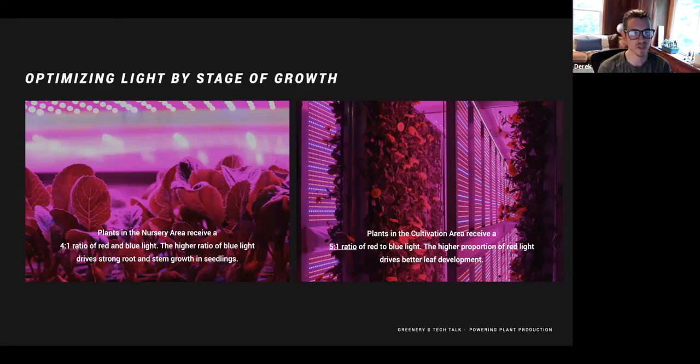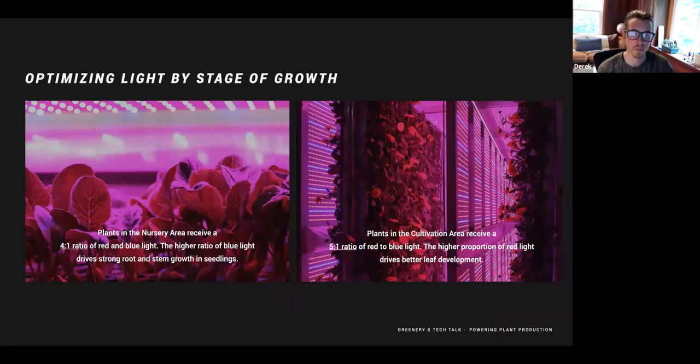So when our nursery LEDs are fully on, meaning we're turning on our blue and our red diodes, they're providing a ratio of 4 red to every 1 blue, while our cultivation area provides a ratio, when both the red and blue are on, of 5 red to every 1 blue. Now, this is designed like this for the reasons that we just talked about.